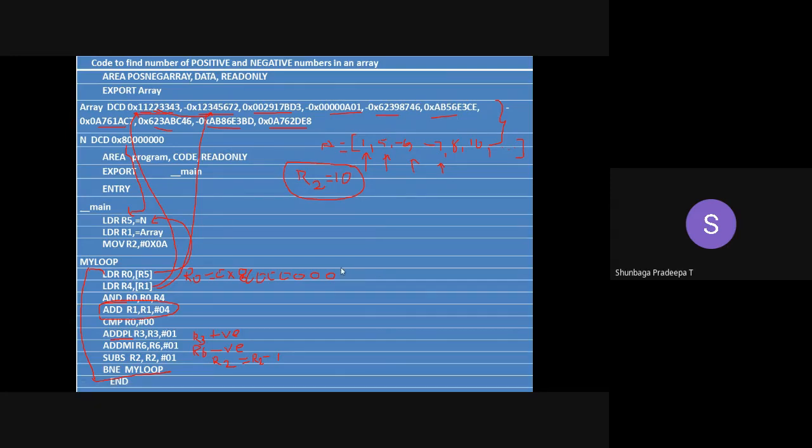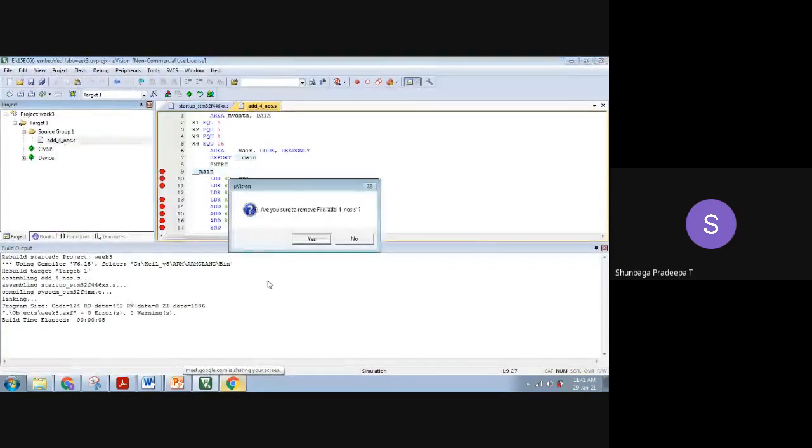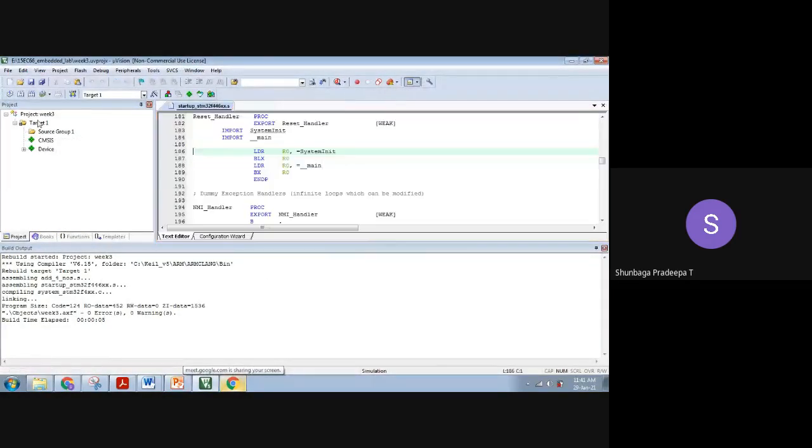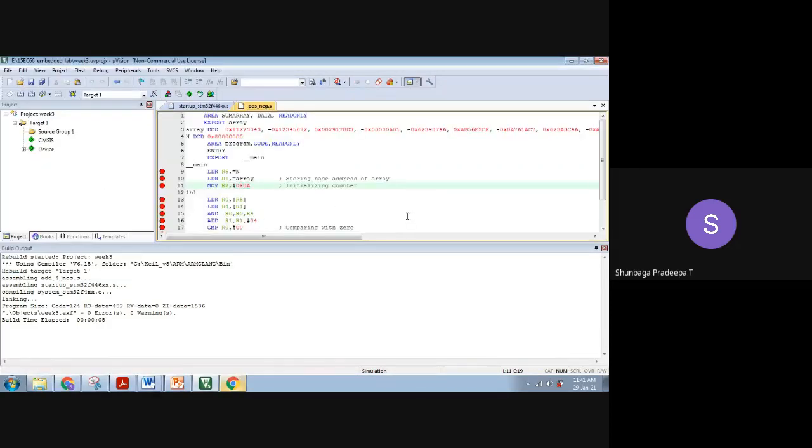Shall we see the demonstration? Okay, I will remove this file from the project and I will add the positive, negative number program for the same coding. So here we have initialized the data.